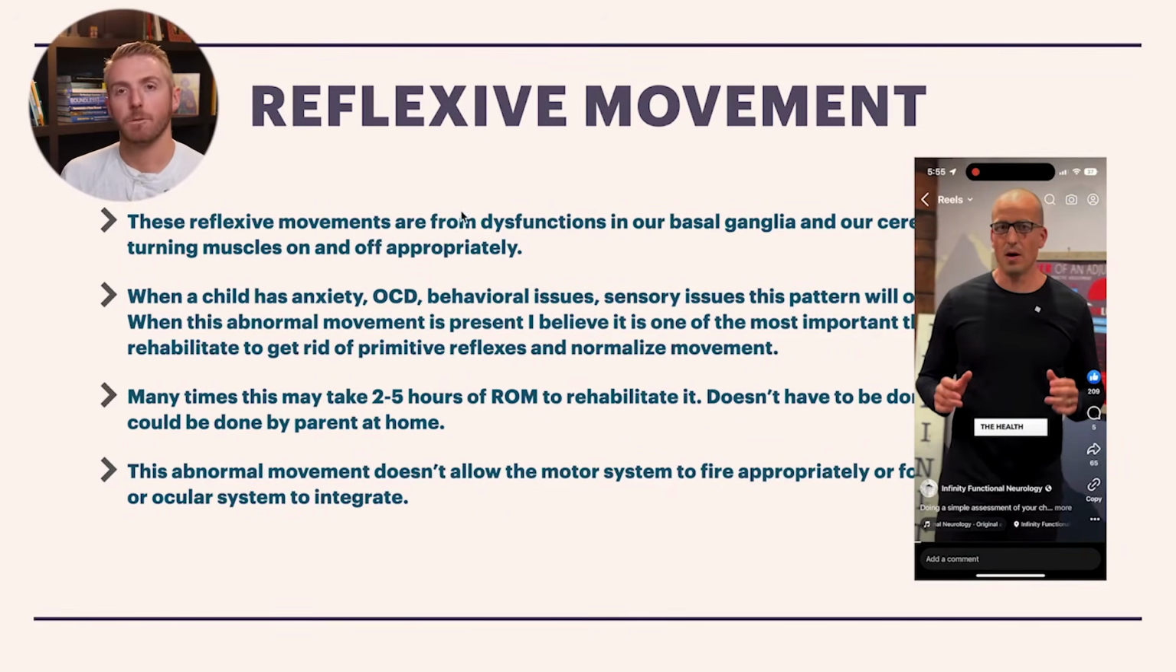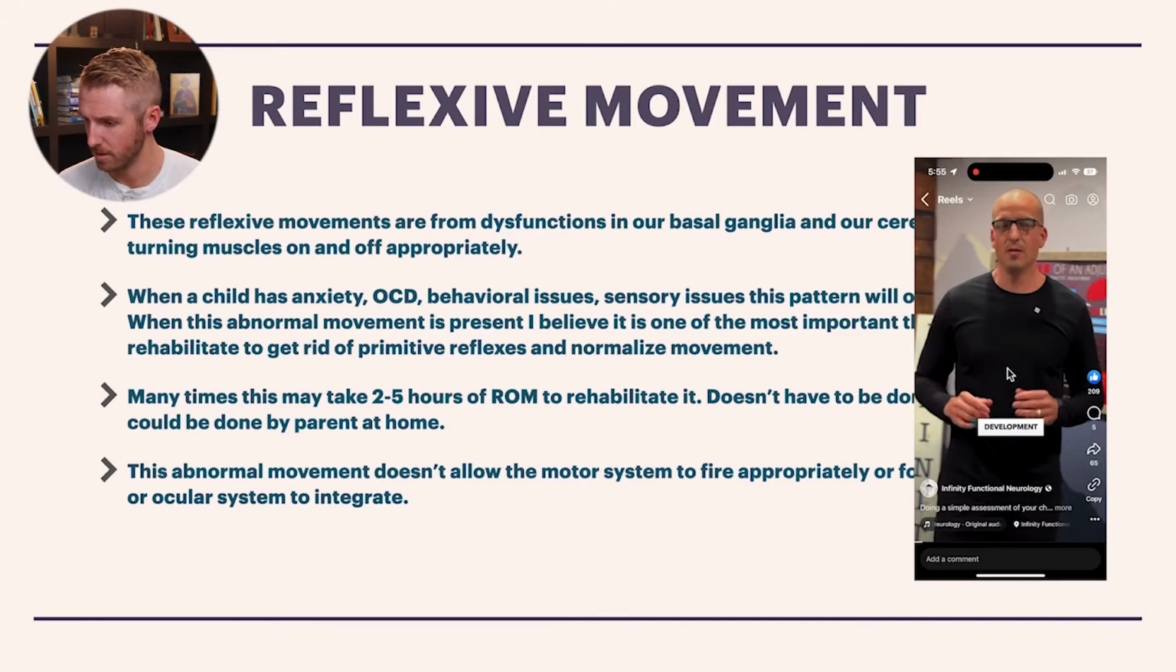I see this pattern most often in kids that have a basal ganglionic issue. So maybe they have PANS PANDAS. Maybe they have a lot of excessive immune system reactivity. So their immune system's overactive, and therefore they're getting a lot of neural inflammation, a lot of food sensitivities like dairy or gluten. A lot of times they'll have sensory issues. They'll have severe anxiety. Maybe they'll have repetitive, like OCD activities or tics. You'll see this abnormal movement in them. Many times it takes me 2 to 5 hours of range of motion rehabilitation to rehab it. But I'm going to show you, Dr. Lauren did a quick video explaining kind of how to look for that.